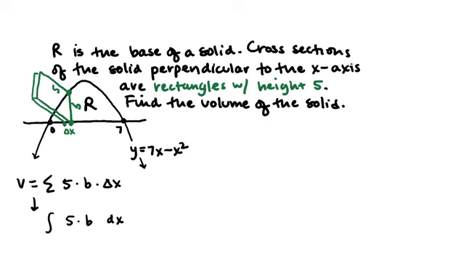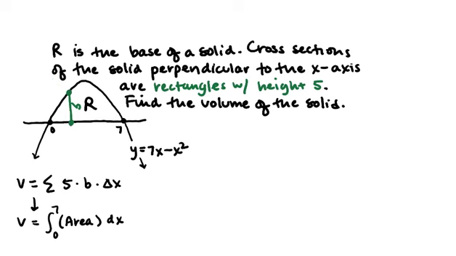Now, 5 times the base is the area of that cross-section. So in general, what you're going to see me write is that volume is going to equal the integral of area dx or dy. In this case, we're letting x run from 0 to 7, so let's put that there.